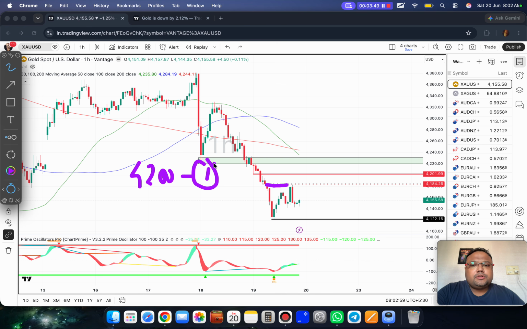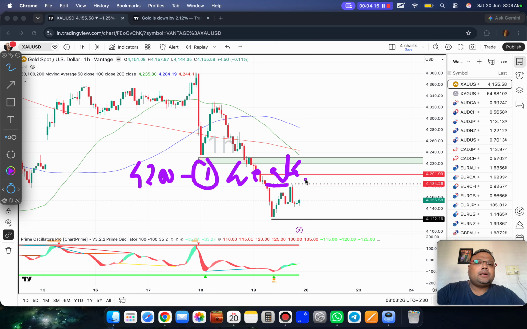Why is 4200 a resistance? Because it's a round number, a psychological level. Technically, there is nothing as such here. So if you see the market going up and it is a weak upside, meaning the market is going up with small candles, then we can look for a selling opportunity on 4200. If the market shows price rejection from above, we can look for a sell position.